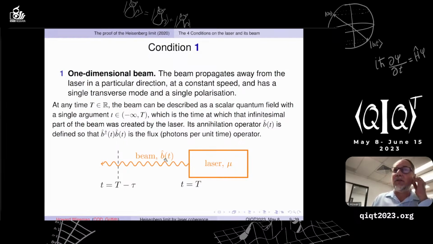I can think of this time argument as being the time at which the bit of the beam that's relevant got emitted from the laser. So here's the laser over here, and the beam is propagating in this direction. If I sit at a particular point in space here, at some particular time, the B of T that I'm experiencing, that describes the field here, is the B at the time at which that beam was emitted.